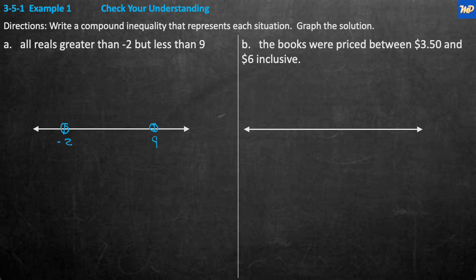Okay, it's less than 9, greater than -2, so it's all of these values here in between. I'll draw like this, right? All of those values are included. And so to write it, it would be -2 is less than, I'll call it X, is less than 9. That's how we'd write that. Okay, let's do the next one.